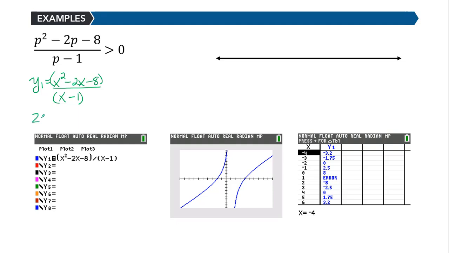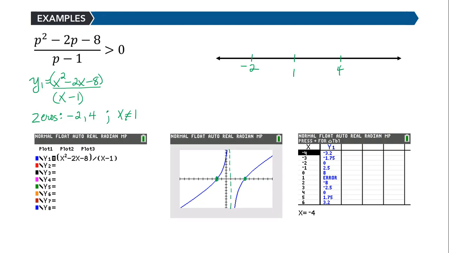Recall that we had zeros of negative 2 and 4, and we also had a restriction at 1, right? So x cannot equal 1. So we had a vertical asymptote at x equals 1, and then we had a 0 at negative 2 and a 0 at 4. And so if I think about now the x-axis as my number line, I'm going to put negative 2, 1, and 4 on the number line. And we see these 4 regions.